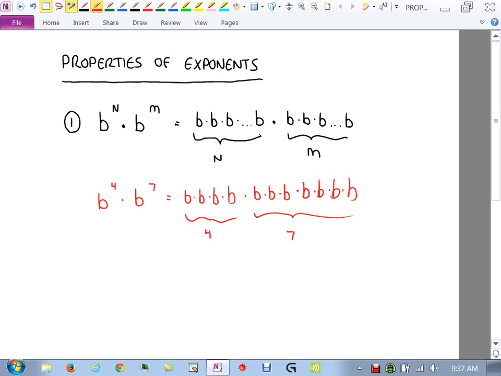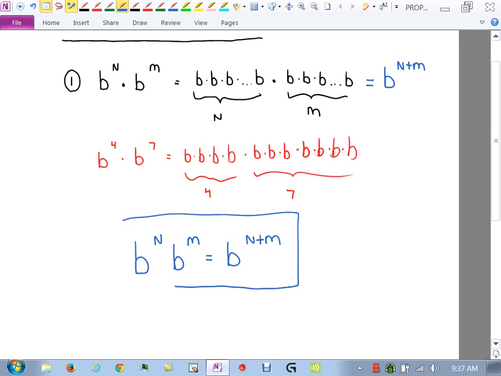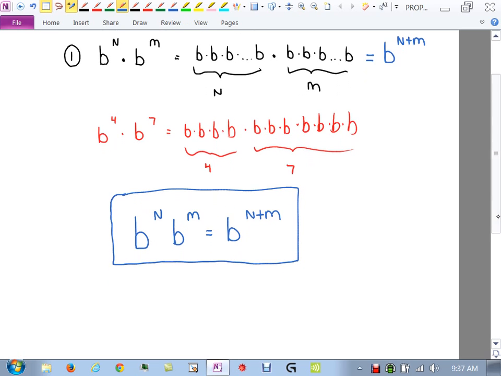So n plus m. So the main property here is that this up here is equal to, and I'll do it in blue, b to the n plus m. And what I think I'll do is down here, I'll write the property real big. I'll just redo it. There's the first property of exponents. Now I want to point out a couple of things about this property, all right?